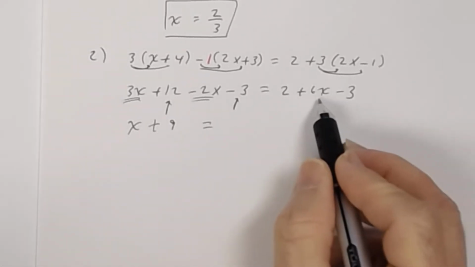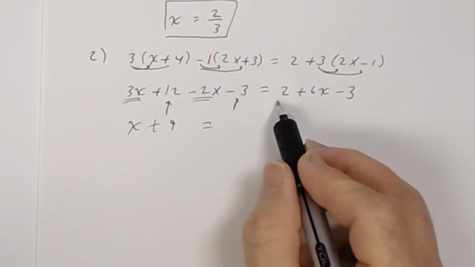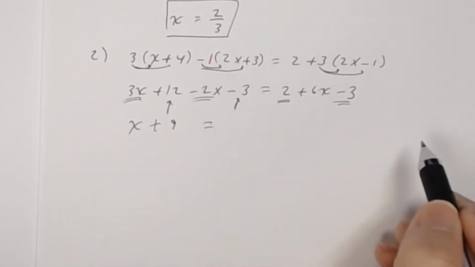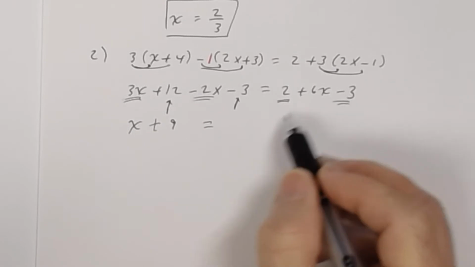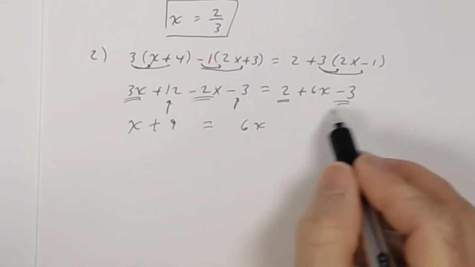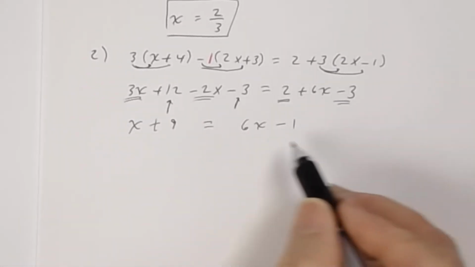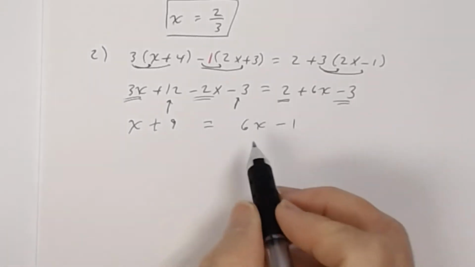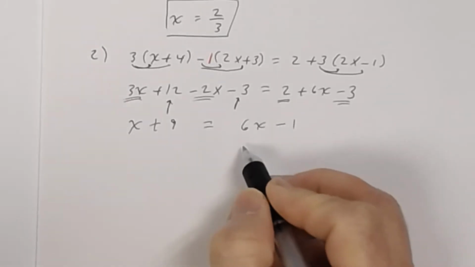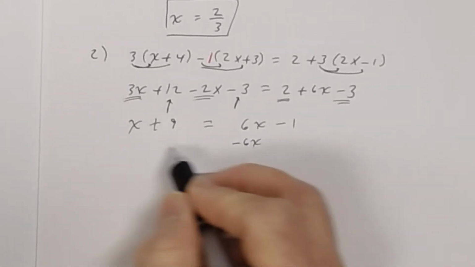Now let's look at this side. The only like terms on this side are your constants, a 2 and a negative 3. And I'm going to go ahead and put the variable term first. So I'm going to do 6x, and then 2 and a negative 3 is a negative 1. So now remember, to solve a linear equation, let's bring all the variables to one side, constants to the other. So I'm going to just go ahead and bring the variables to the left. So I'm going to subtract 6x from both sides.